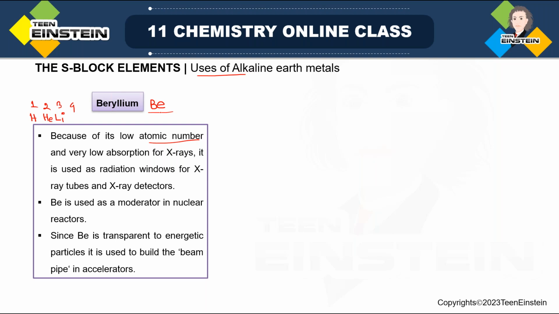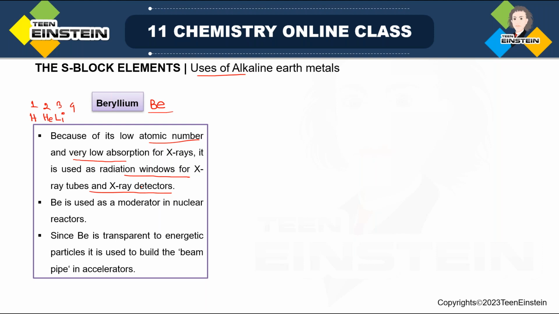Here for beryllium, there is low absorption for X-rays. Actually, it is directly related to how many electrons are present. As it is a low atomic number, that is proton number 4, and we know that proton number and electron number are the same, the electrons are also very few. Per beryllium, there are a total of 4 electrons. So when there is a low number of electrons, there will be low absorption for X-rays, and that is the reason it is used for radiation windows for X-ray tubes and X-ray detectors. And the reason is this statement, that it has very low absorption for X-rays.